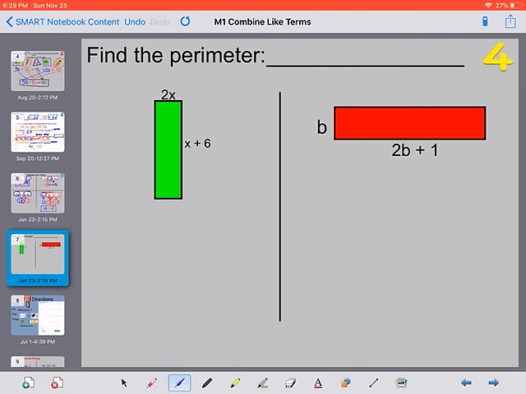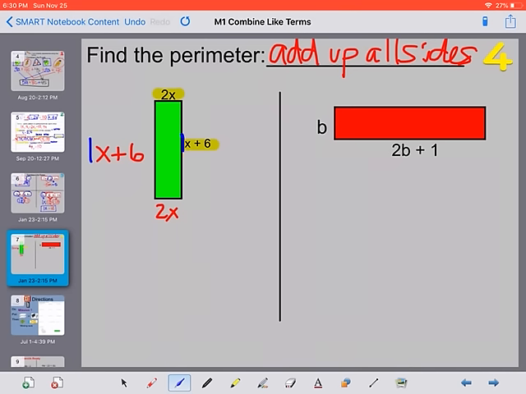Alright, last, we need to find the perimeter of these two shapes. Before we start, remember our definition of perimeter is the length around our shape. So to find the perimeter, we need to add up all the sides. So I'm going to first write out all the sides. If the top here is 2x, the bottom must also be 2x. If the right side is x plus 6, the left side is x plus 6. And we know this is 1x, so put a 1 in front of both.